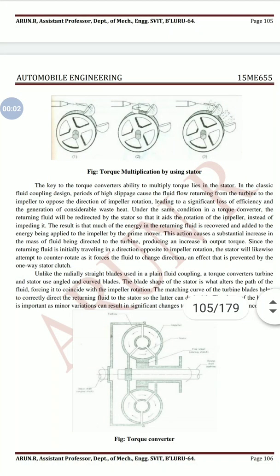So now I am going to explain about the torque converter. So what do you mean by torque converter? It is like a fluid coupling. I have already explained what is the use of fluid flywheel or fluid coupling. So this torque converter is also similar to a fluid coupling.